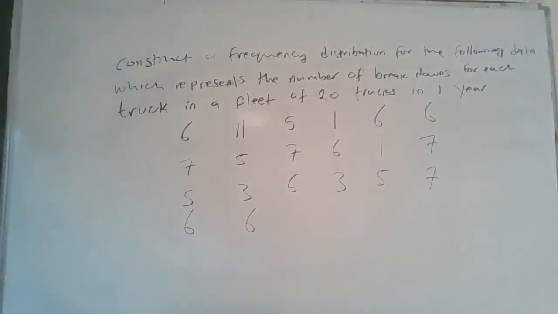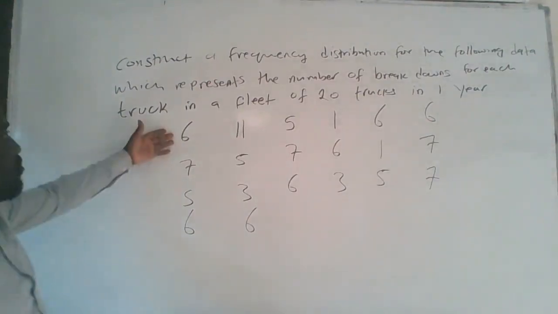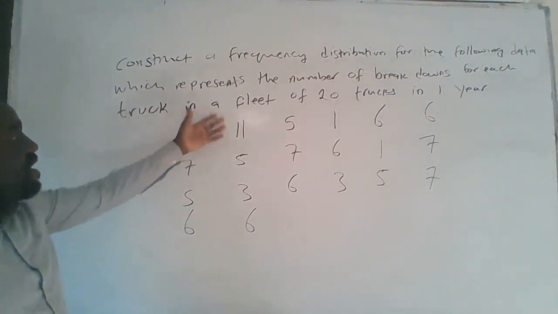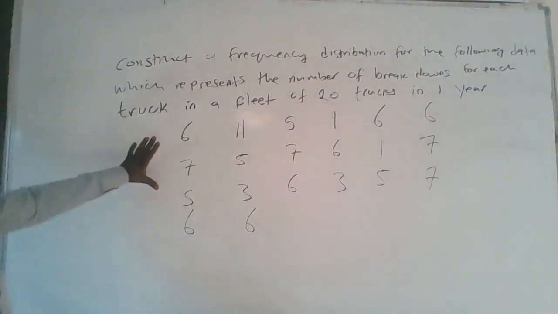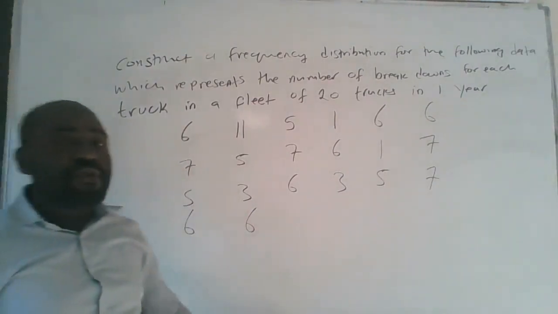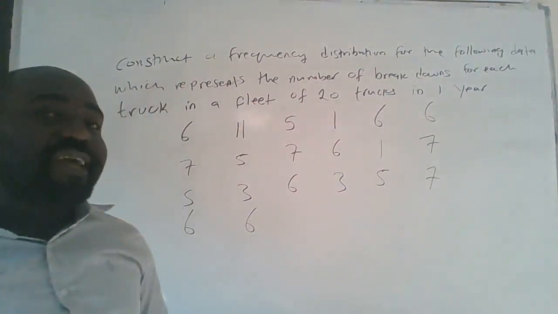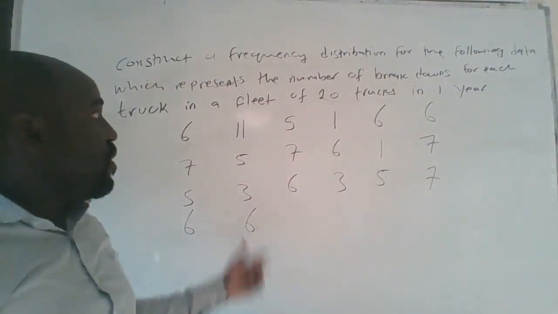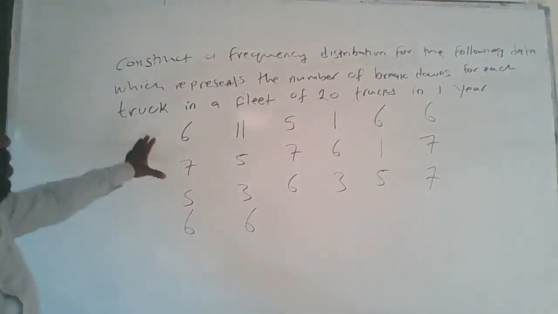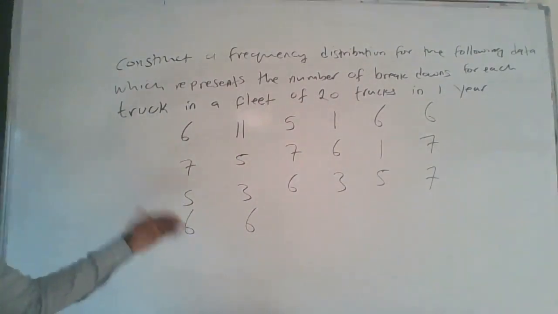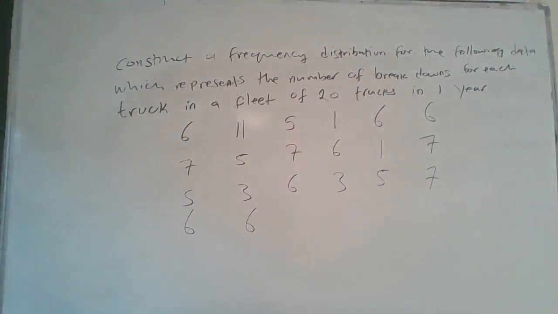Now what we need to do is construct a frequency distribution for this data, which is telling us about the number of breakdowns for each truck in a fleet of 20 trucks in 1 year. We see that a certain truck had 6 breakdowns, the other one had 11, and so on. To construct a frequency distribution, we first need to do the tally marks. So we will construct a table, and then we are going to put in the tally marks. I urge you, please copy these data points so that I can clear the board, and then we construct a frequency distribution table.